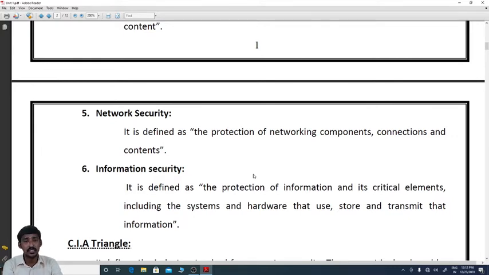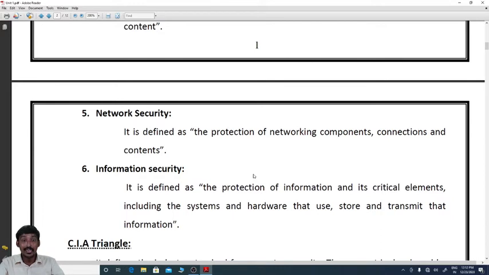Information security defines the protection of information. We are going to produce different kinds of information, and we are going to focus on the critical elements of that information, including the systems, hardware, where we are going to use and store it, and the procedure for transmitting the information.